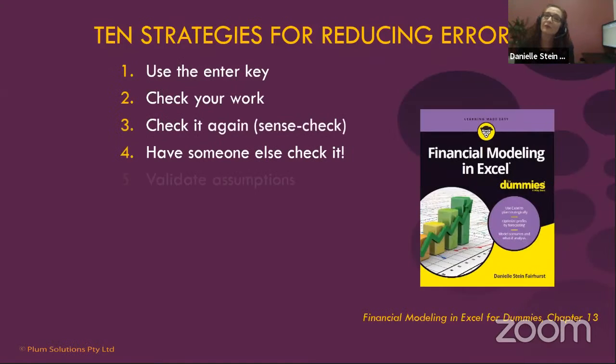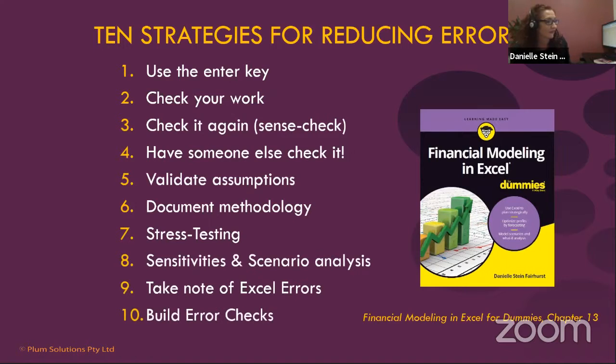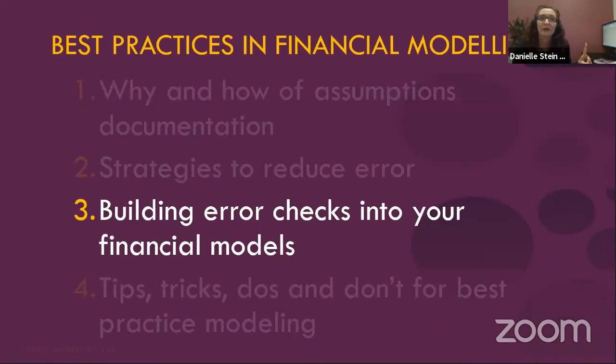So those were all of the 10 strategies for reducing error. I got those from chapter 13 of this book. Now that I've covered that, I'd like to talk a little bit more about error checks.